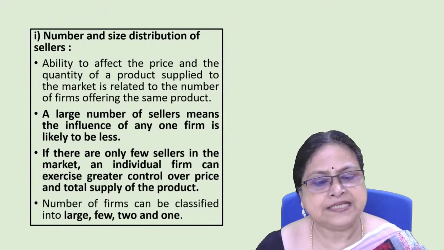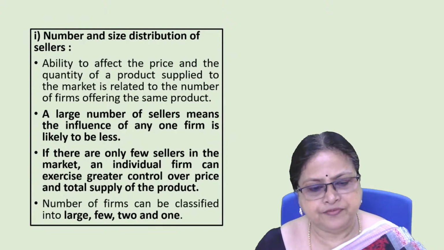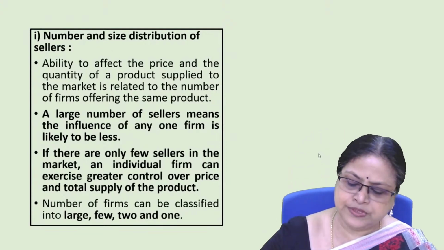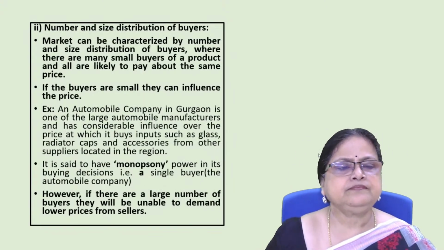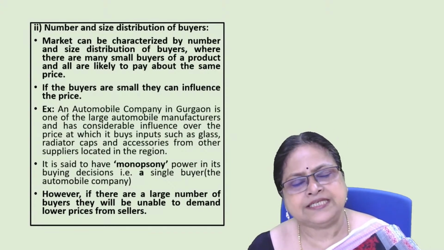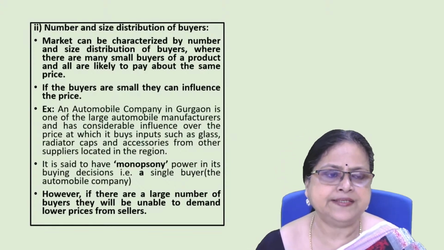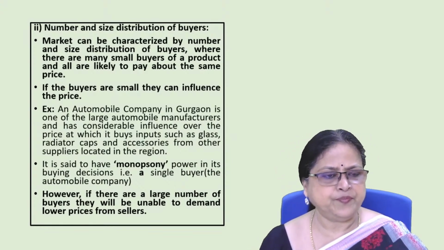The number of farms can be classified into a large number of farms, few farms or few sellers, two farms or two sellers, and one farm. The second important factor for classifying the market structure is the number and size distribution of buyers. Buyers are also equally important.